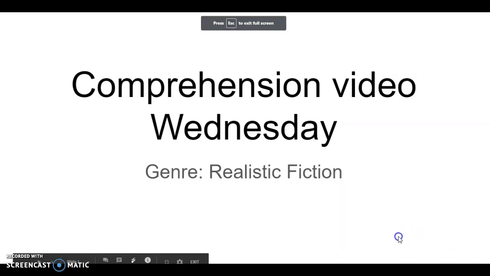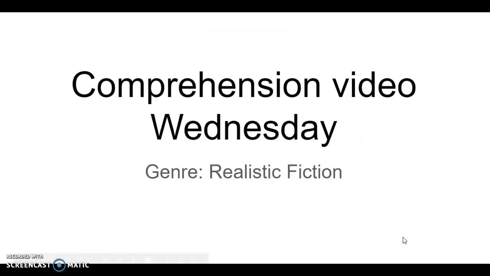Our genre this week is realistic fiction. Realistic fiction is things that are make-believe, but the story could possibly happen in real life.